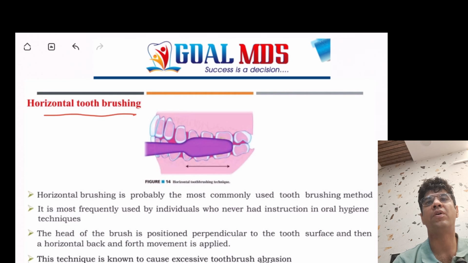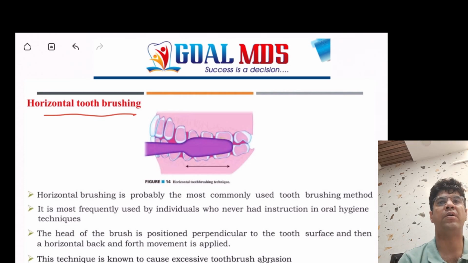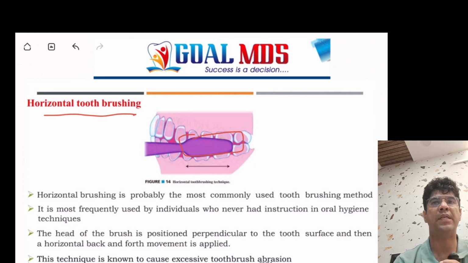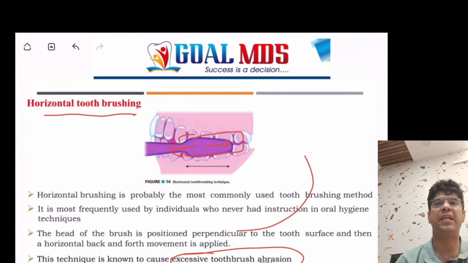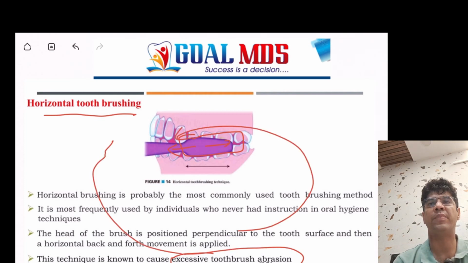The first is the horizontal toothbrushing. Which technique is the most commonly used brushing technique? Yes, it is the horizontal brushing technique. It is the most frequently used by individuals who never had instruction in oral hygiene technique. Here the head of the brush is positioned perpendicular to the tooth surface, and then a horizontal back and forth motion is applied. So remember, this technique is known to cause excessive toothbrushing trauma.